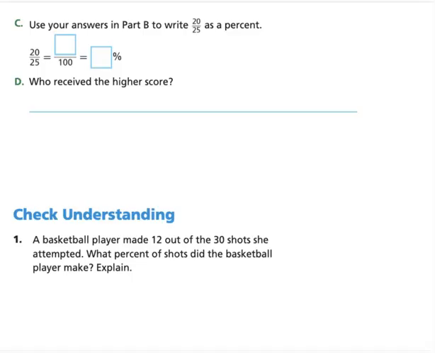So this is a comparison. I know that 20 times 4 is 100. If I multiply the bottom by 4, I have to multiply the top by 4. That's where I'm getting those numbers. We know that's 80%, and we know that Vince got a better grade.